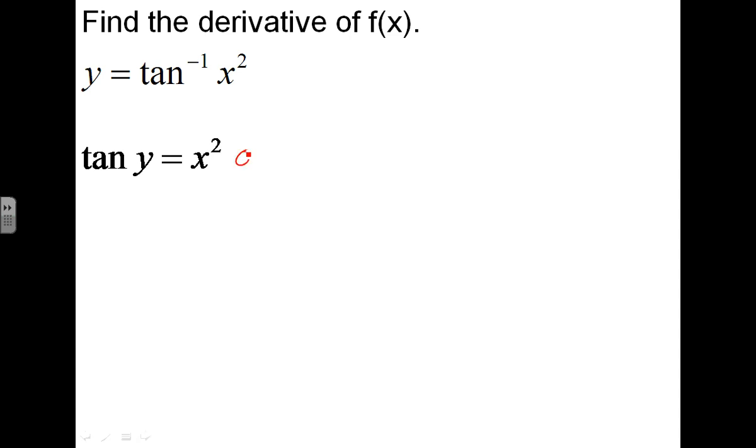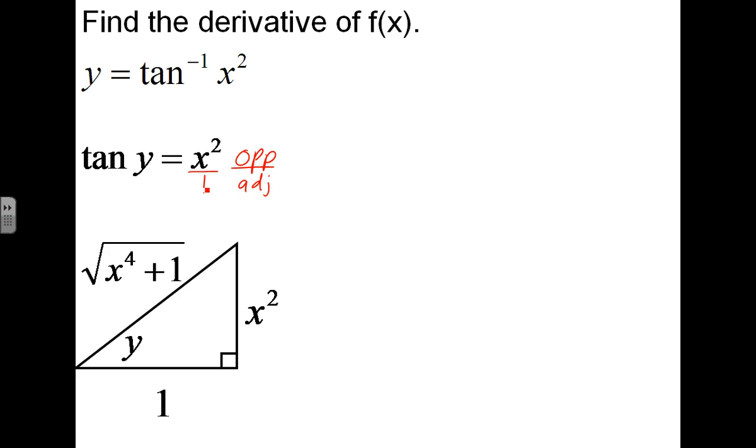The definition of tangent is the opposite side over the adjacent side. What's the adjacent side? Well, 1. So the opposite side is x squared. The adjacent side is 1. So I can get my picture again, drawing it in the first quadrant. And that's what you end up with for the hypotenuse. Again, the Pythagorean theorem: x squared plus 1 squared equals hypotenuse squared. So the hypotenuse would just equal the square root of all that, which is the square root of x to the 4th plus 1.